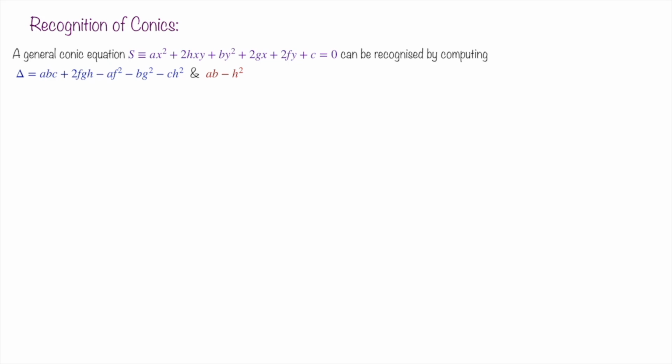c. The first one is abc plus 2fgh minus af square minus bg square minus ch square, which we denote by delta. Another one is ab minus h square. Looking at these two quantities, we can actually decide the nature of the conic. I'm just going to state the condition and the nature of the conic when that condition holds. We are not going to prove them here.